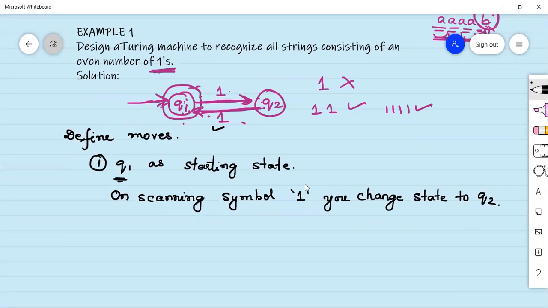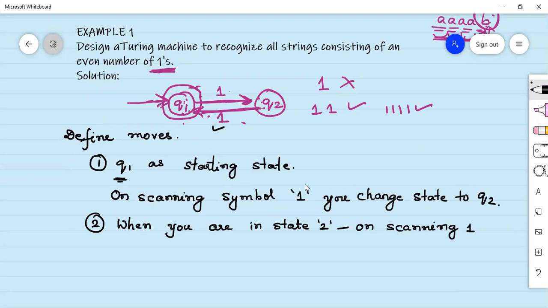What else are you going to do? So when you are in state 2, on scanning 1, you move back to state Q1, right? On scanning 1, you move to Q1, isn't it? So that's all we are doing.